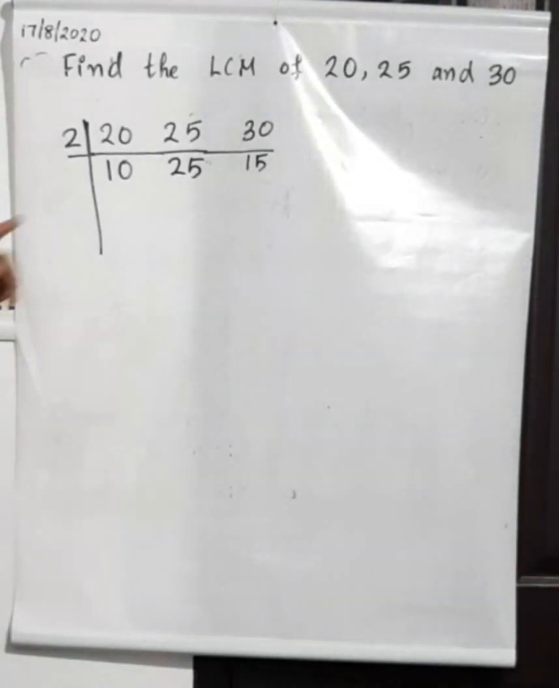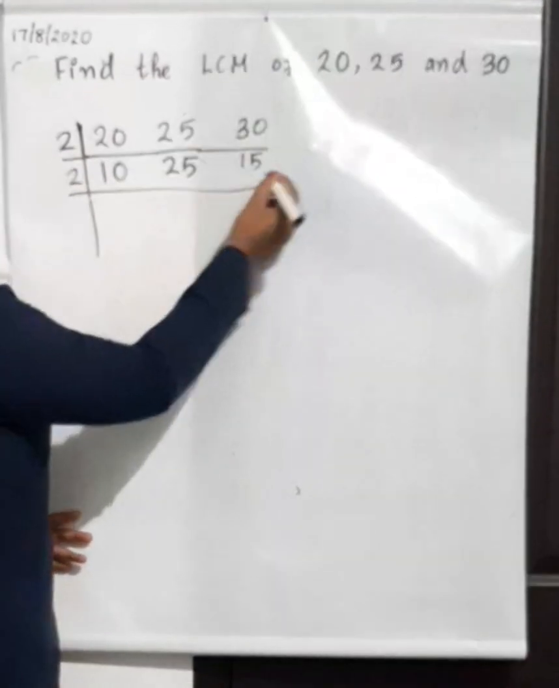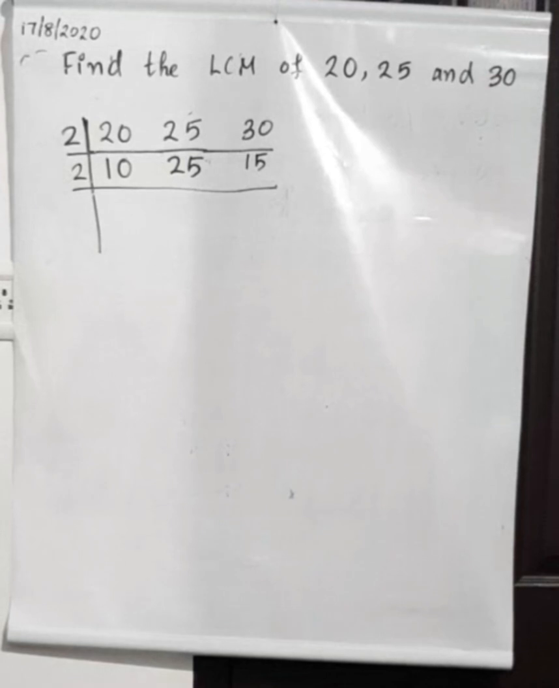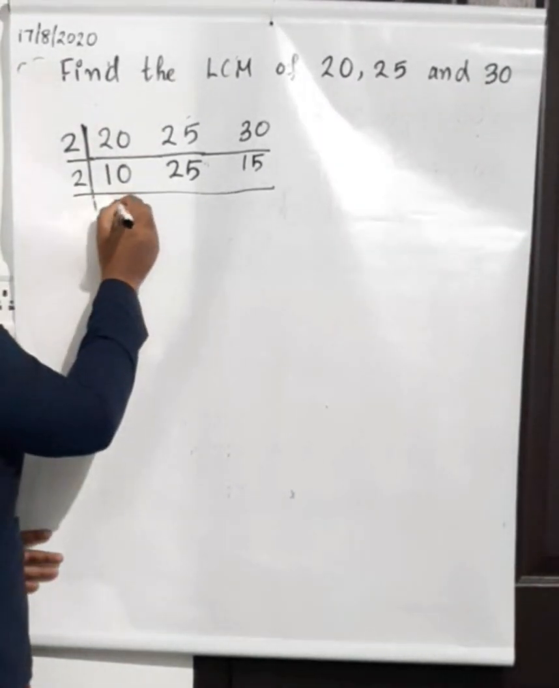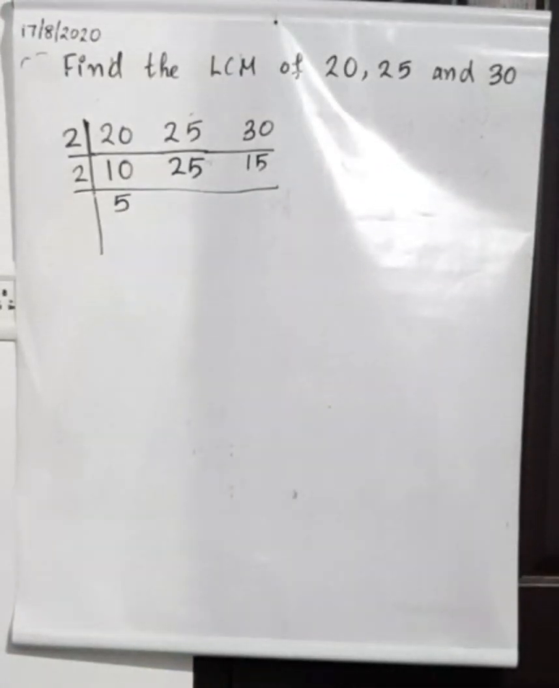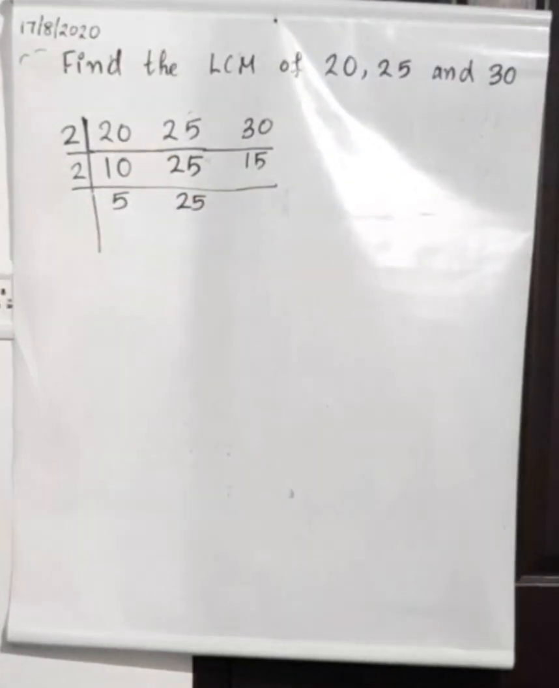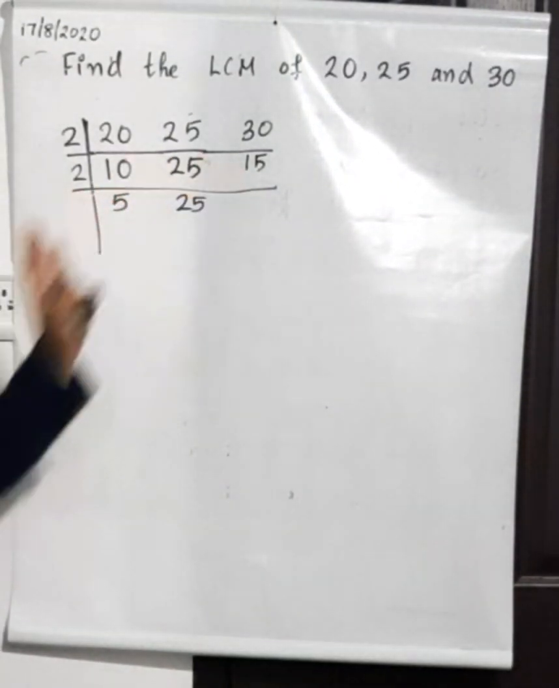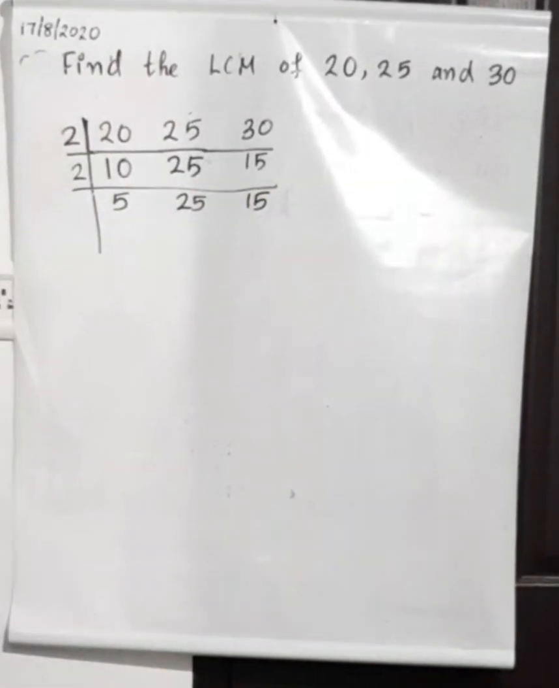We are going to divide by 2. Here we have a multiple of 2 and that's why we are going to divide it by 2. How many 2's will be there in 10? Yes, we know that 5 twos are 10. 5 into 2 is equal to 10. Then what about 25? Is 25 divisible by 2? No. Then you should leave 25 as it is. Likewise 15 also, because it is not divisible by 2.